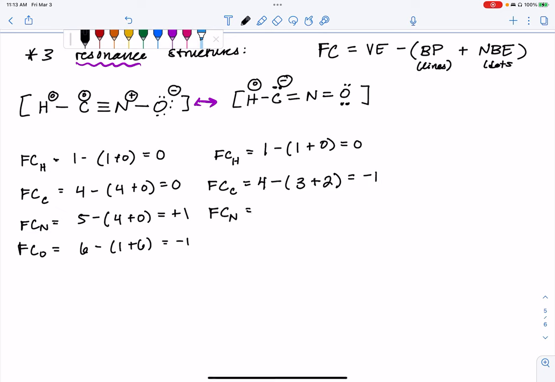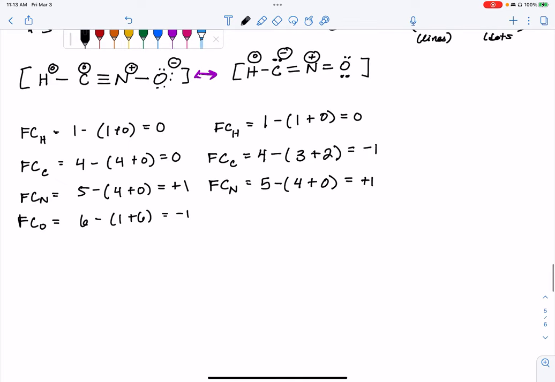Okay, let's do nitrogen. When nitrogen is not bound to anything, it has 5 valence electrons. I'm going to subtract from that the number of bonding pairs, or lines, connecting to nitrogen. So that is 2, 4, 6, 8 total bonding electrons, or 4 total bonding pairs, or 4 lines. And there are no lone pairs or non-bonding electrons drawn on nitrogen, so that is 0. So 5 minus 4 is plus 1. We have a positive charge on our nitrogen.